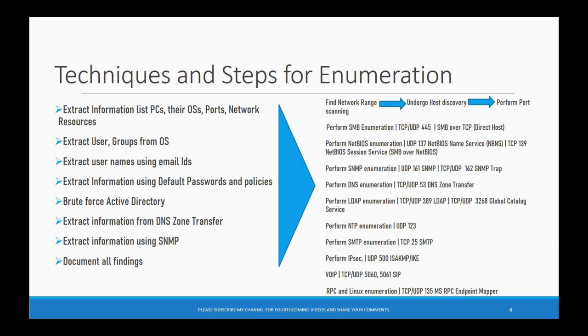And the next one is to perform SMB enumeration. All right, Server Message Block. Here we are using port number TCP/UDP 445, SMB over TCP. Windows supports file and print sharing using the Server Message Block protocol, directly hosted on TCP.